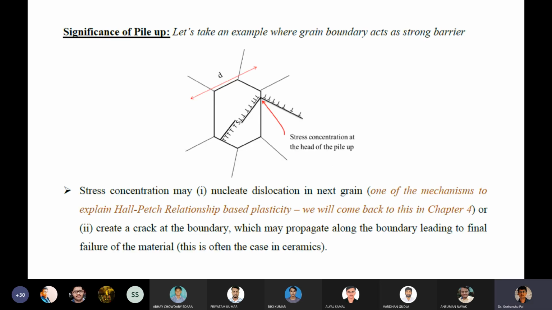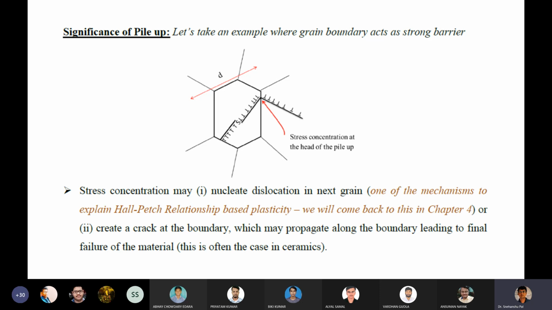So first, we are talking about dislocation pile-up. But why are we bothering about the dislocation pile-up? What is the significance of dislocation pile-up? The significance is that, as I already told, when a dislocation reaches a particular obstacle and stays there, it actually hinders further dislocations moving towards the obstacle.